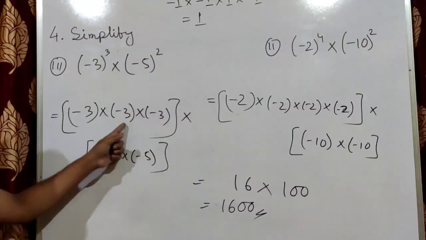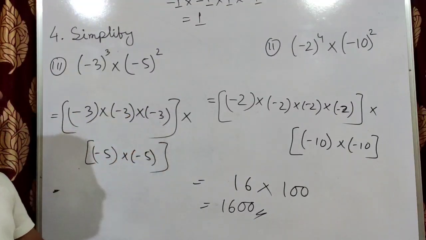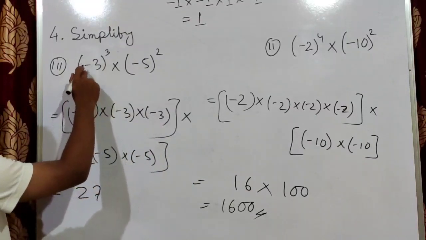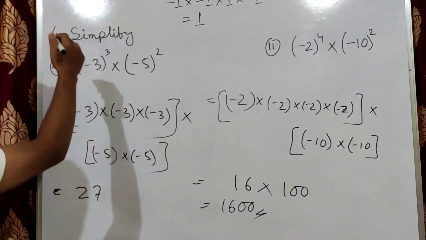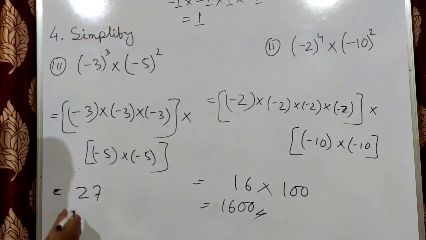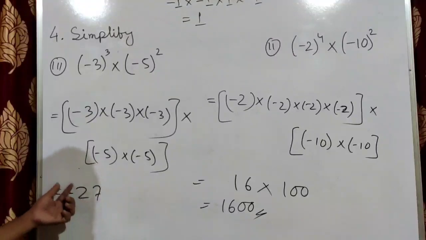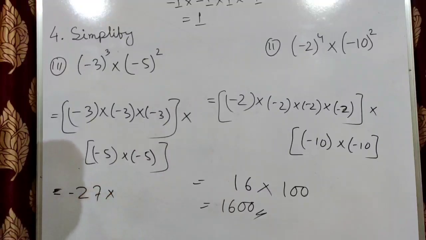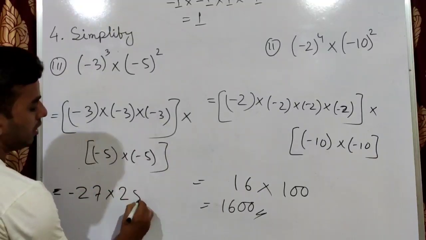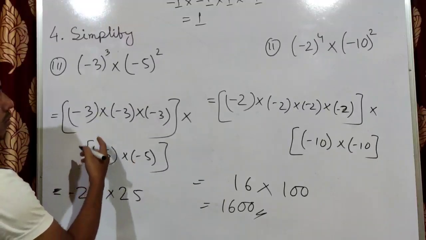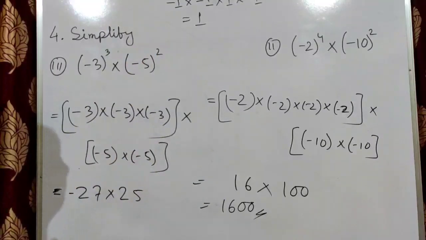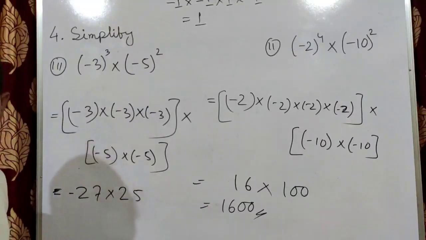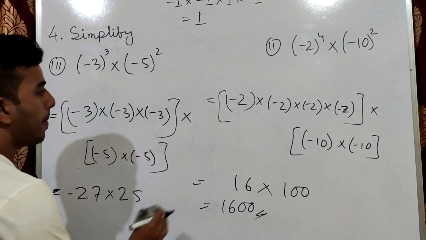So now 3 into 3 is 9, 9 into 3 is 27. It will be 27. Now as I told you, if the number is negative and the power is also odd, the sign will remain the same. It will be minus 27. Then 5 into 5 is 25, and the sign will change because here the power is even, right? Now we have to multiply 27 with 25. So let us multiply.